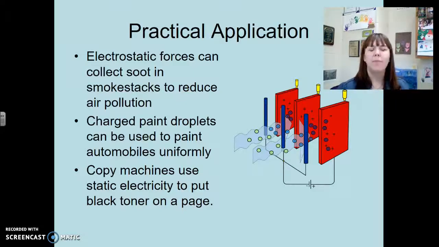Also, copy machines. I'm running off copies for you guys all the time, and copy machines work with electrostatics. When I put my original on the copy machine, it takes a picture of it and creates a picture with static. And as new paper comes in, it rolls under that static picture and becomes charged by conduction. And when those pieces that are charged pass through the toner cartridge, the toner is negatively charged and it attracts to the paper and holds on tight. Then it runs through a finisher that heats it up and basically melts that toner to the paper. But it's all done with static.